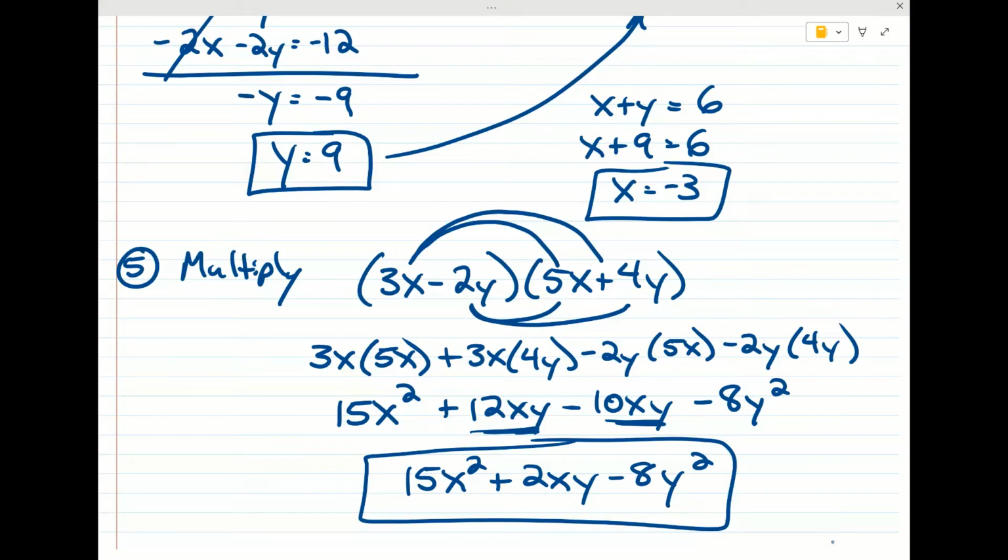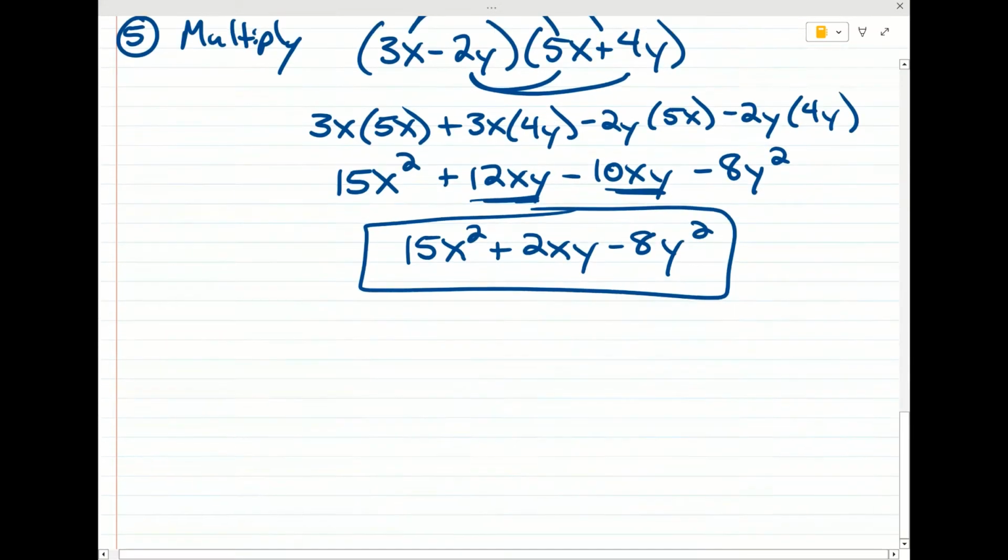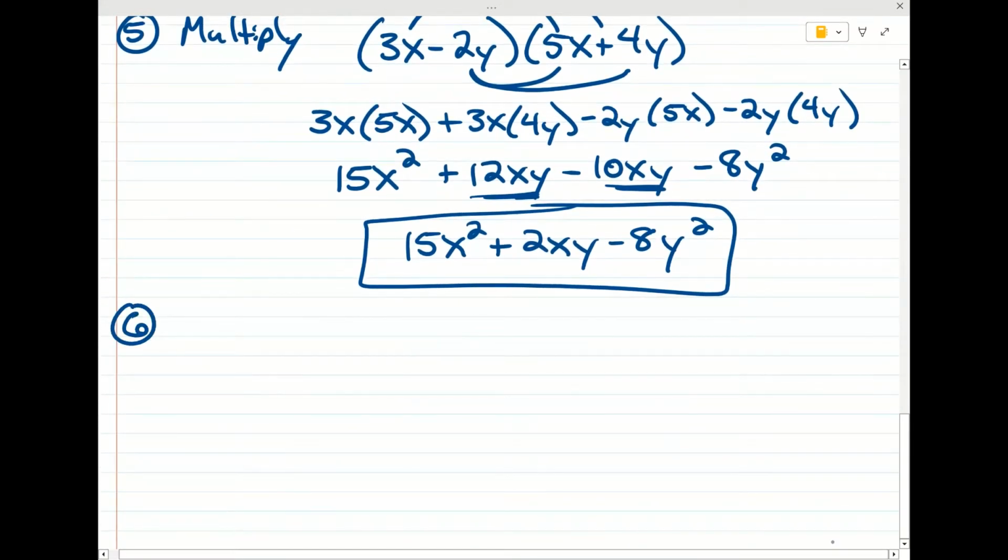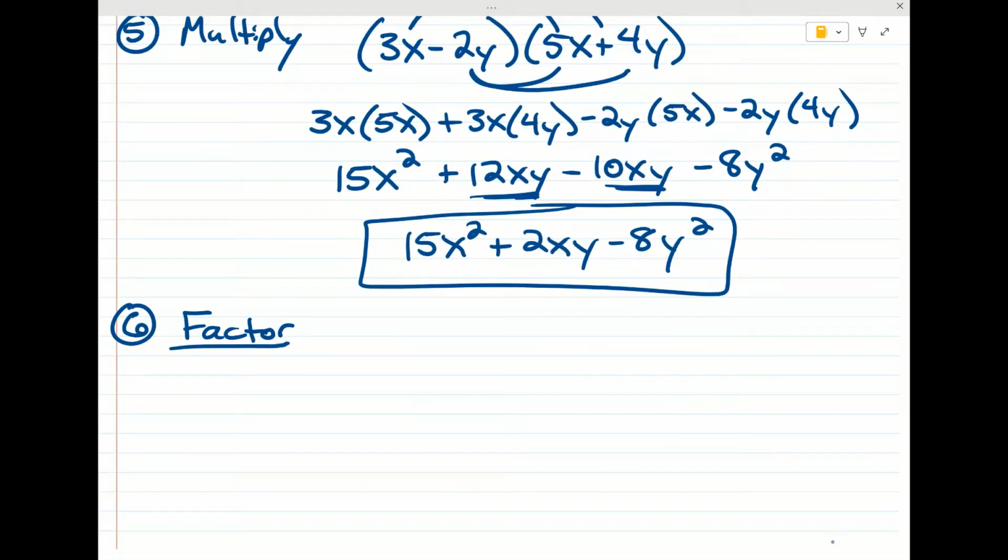All right, so that's number 5. There are a couple of factoring problems. So for number 6, it asks us to factor. And when we learned about factoring, there were 4 parts. We said we could take out a GCF first. Next, we looked to see if we could factor by grouping. Next, we talked about trinomials.